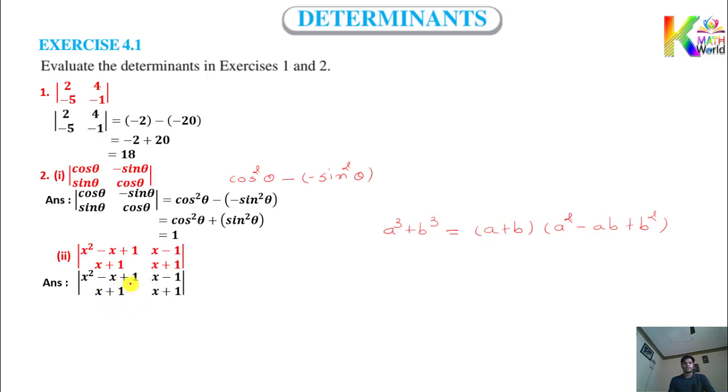How to expand this one? Product of these two firstly. Then the product of x minus 1 into x plus 1. So x square minus x plus 1 into x plus 1, minus x minus 1 into x plus 1, that you can see here. If you see it properly, this one is almost like this. X plus 1, see the first bracket, firstly this one: x plus 1, a is your x, b is your 1. Same way here you got x square minus x into 1, that will become x, then 1 square, that will become 1. So you can see here x plus 1 into x square minus x plus 1.